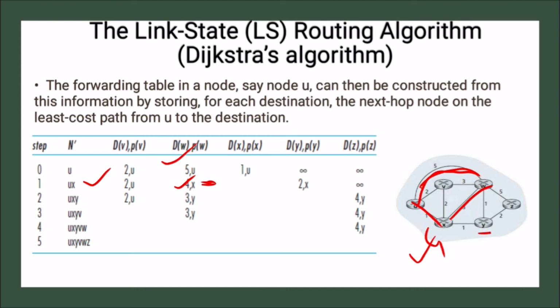Same for Y. First of all, there is no direct connection to Y, but via X. So U to X is 1 and X to Y is 1. So the total cost is 2. Here we write, first it was infinite, but now the cost is 2 and the predecessor is X. Now in the next iteration, what happened?